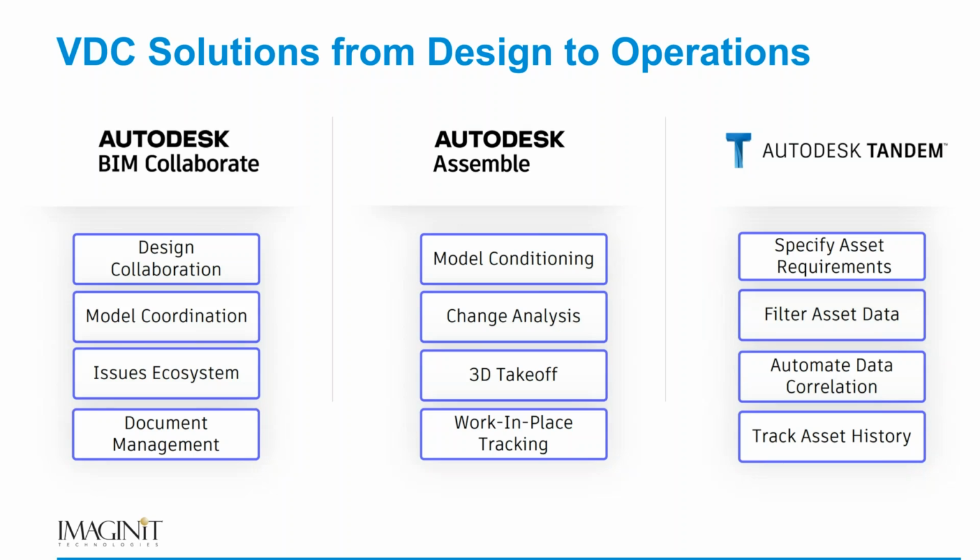It also has the ability to understand if a model changes, what changes between version 1 and version 2 when there are updates. It has the ability to do work in place tracking, right? Where we can actually look at a model and see what's been installed, what's completed, and it will visually color code the model indicating these elements have been constructed, these elements have been ordered or in the process of being built, or there's problems or there are delays and so on.